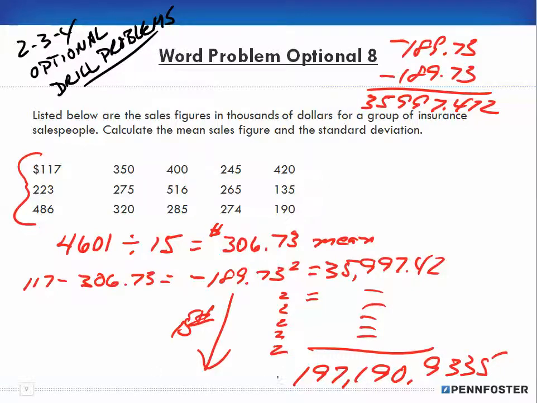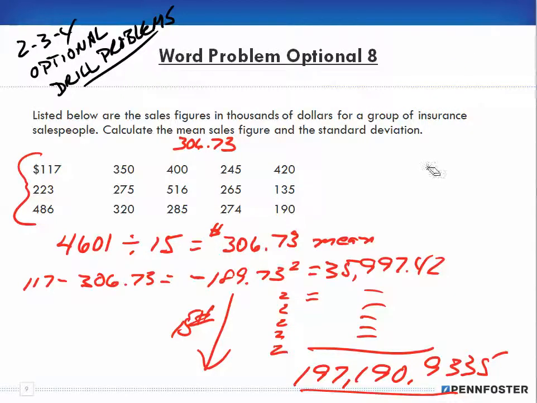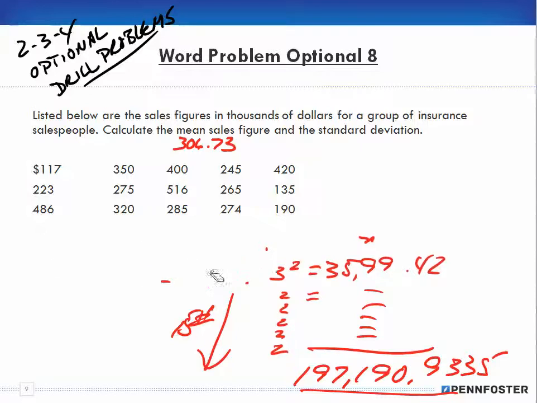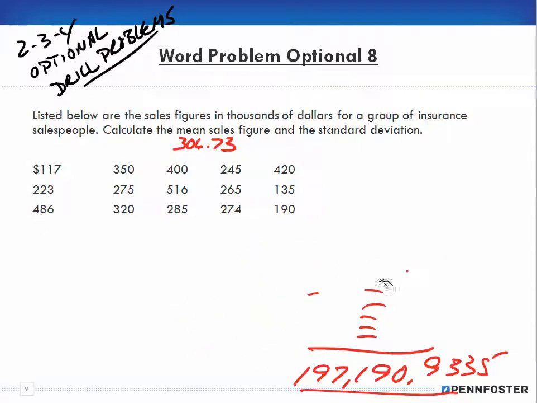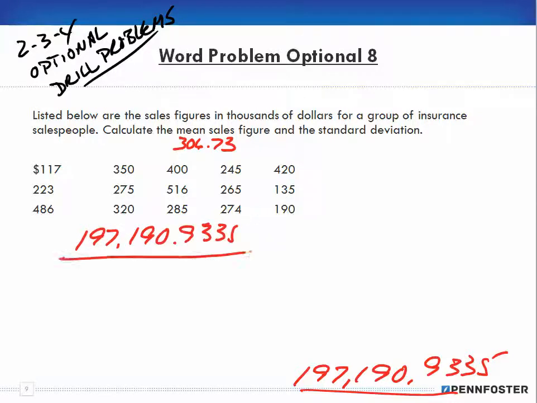Now, once I have this number of 197,190.9335, I'm going to erase all of this. See, the mean here is 306.73. I'll just leave that there for you, because I need more space. Okay, what I have is I take that 197,190.9335, and I divide by n minus 1. Remember, this is the deviation squared, and we divide it by the number of data points minus 1. Well, the number of data points is 15. So 15 minus 1 is 14.